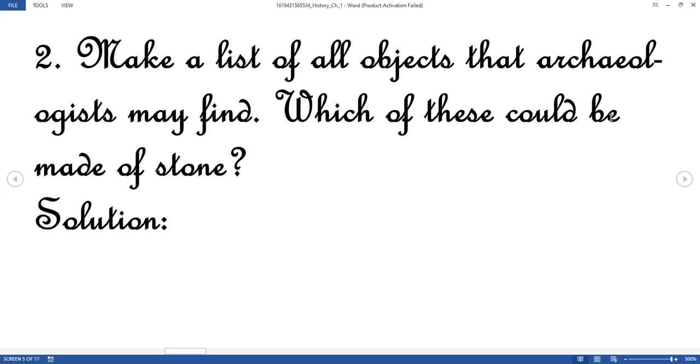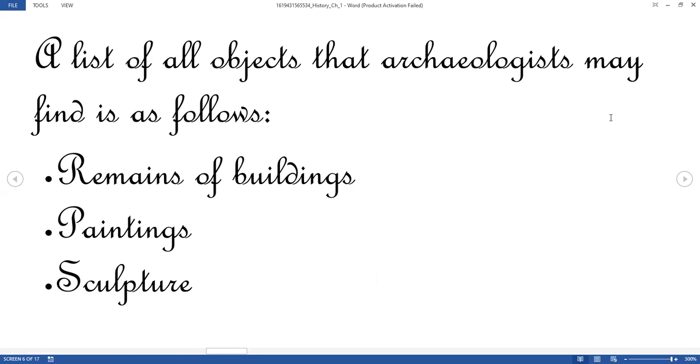Make a list of all the objects that archaeologists may find. Which of these could be made of stone? The list of all objects that archaeologists may find is as follows. So in this, we are going to find the objects that the archaeologists may have. Remains of buildings: because of thunder, cyclone, or flood, the buildings may fall, and in that building there would be some proofs, some paintings, some scripture that may help to find out more about the past.